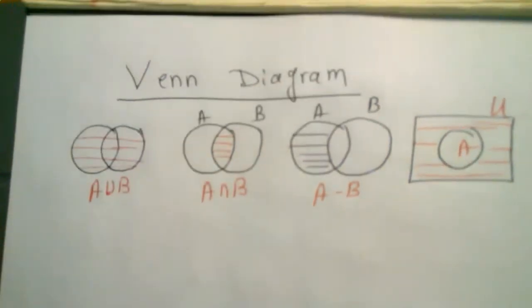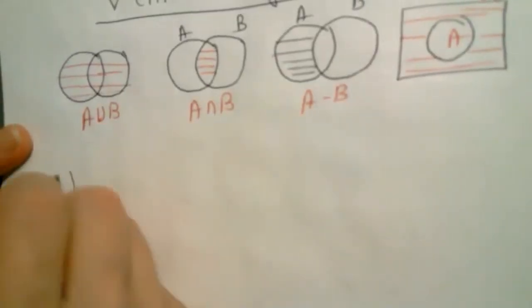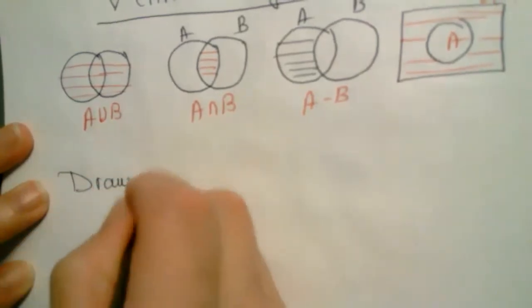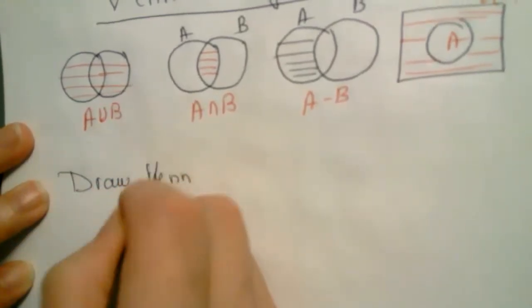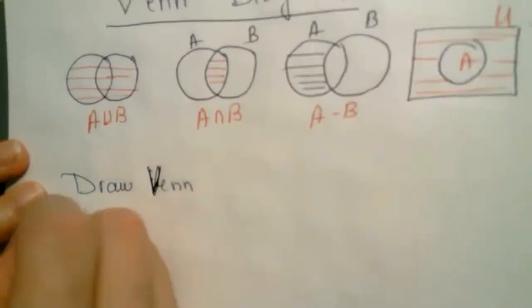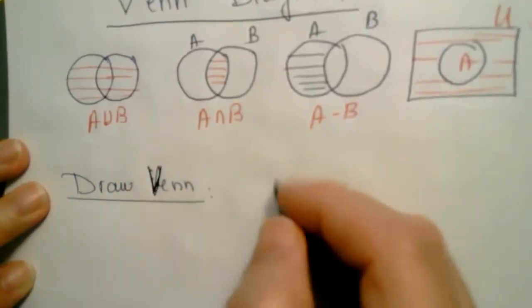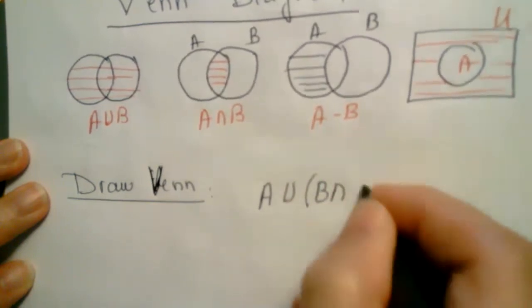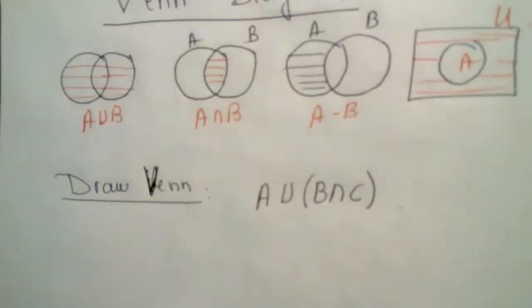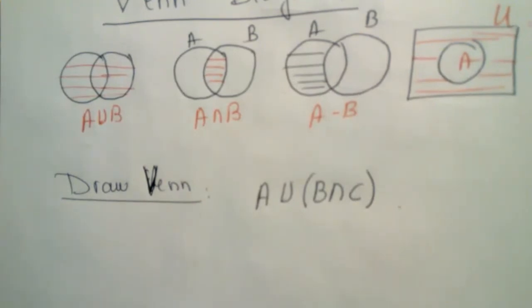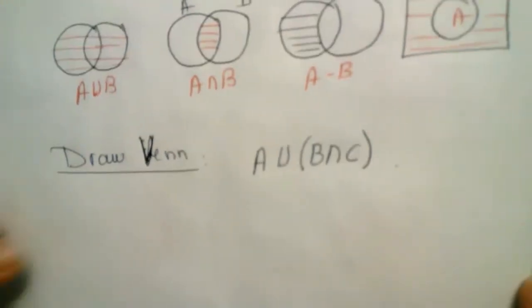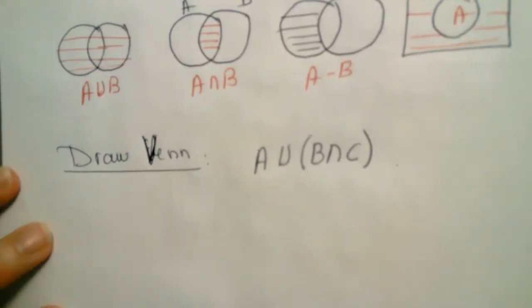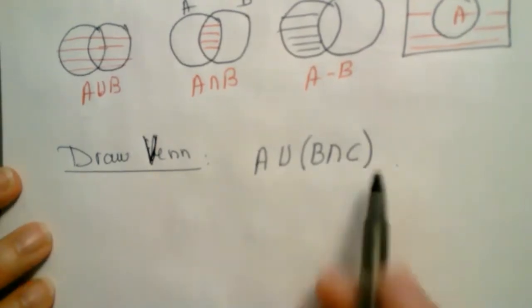All right, now let us say I ask you the following. Draw a diagram that represents the following: A union B intersect C. Okay, so there is no complement here, so I don't need to worry about the universe. All right, I will do that myself, and then you will do a problem yourself. So how do we do that?